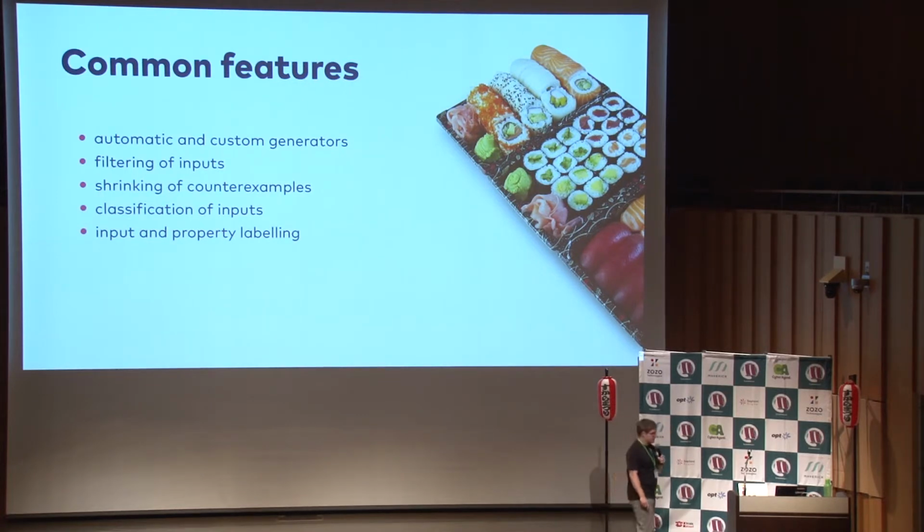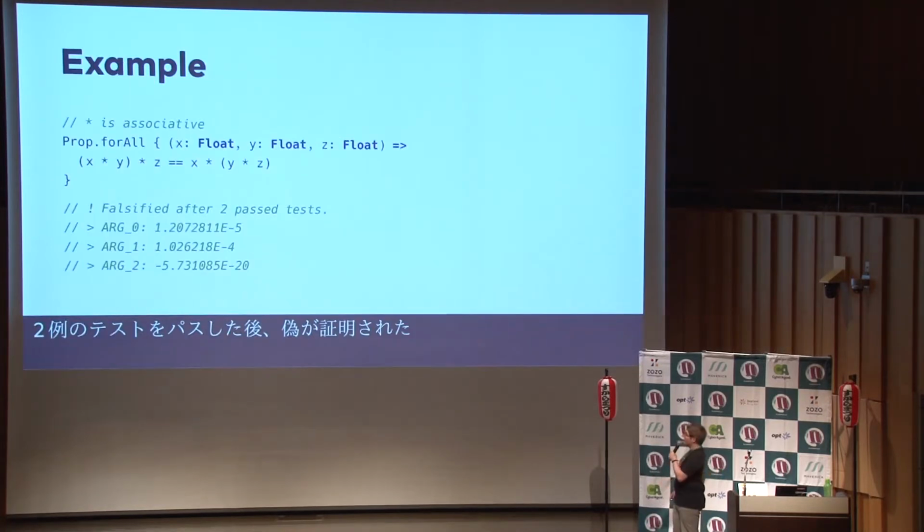Also, what's very interesting is shrinking of counterexamples. So what does it mean? If you see here, it found a counterexample, so it found some inputs that make the property false. Let's assume you have a function or property that takes as an input a list, and then it found a list of 20 elements that violate some condition. Now that would be very hard to debug, because you have to look at 20 different elements, and you have to keep track of that while you're looking through your code.